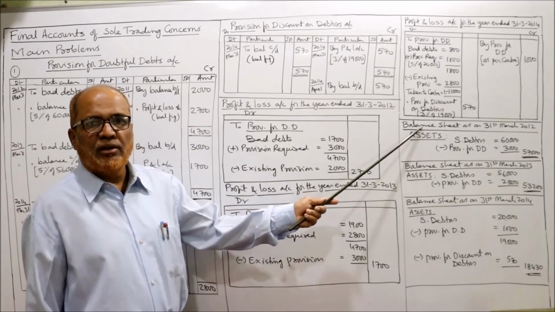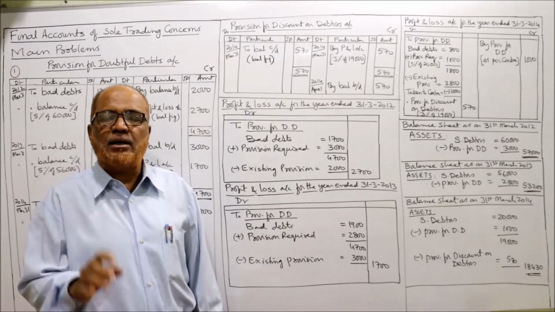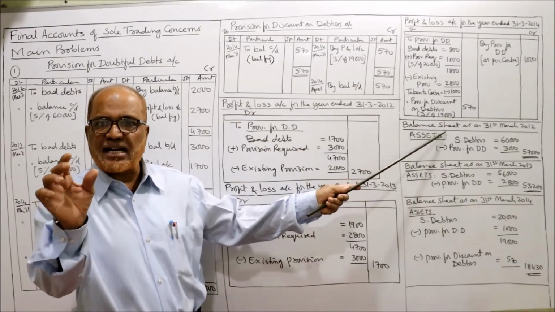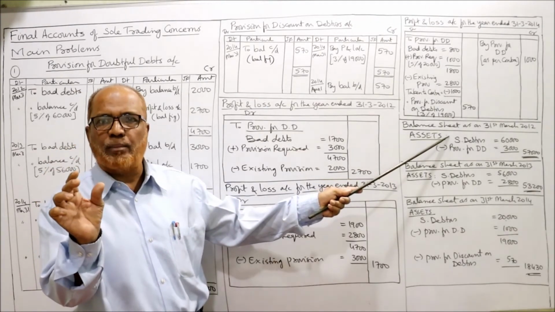Now the balance sheet. We are required to show how these items will appear in the balance sheet also. So first we are making the balance sheet extract, only a part of the balance sheet.